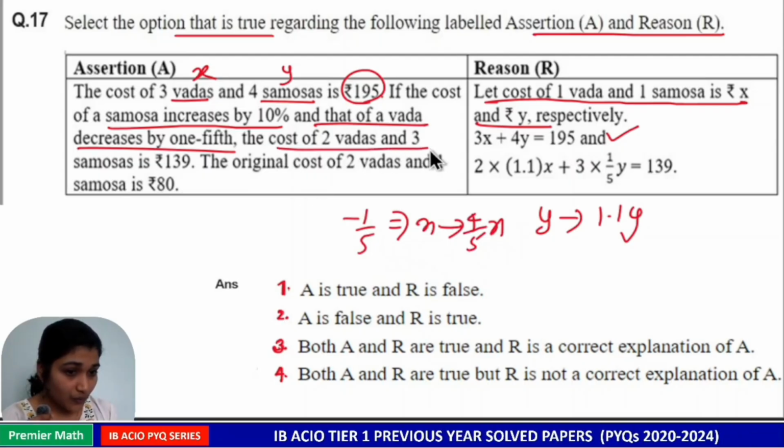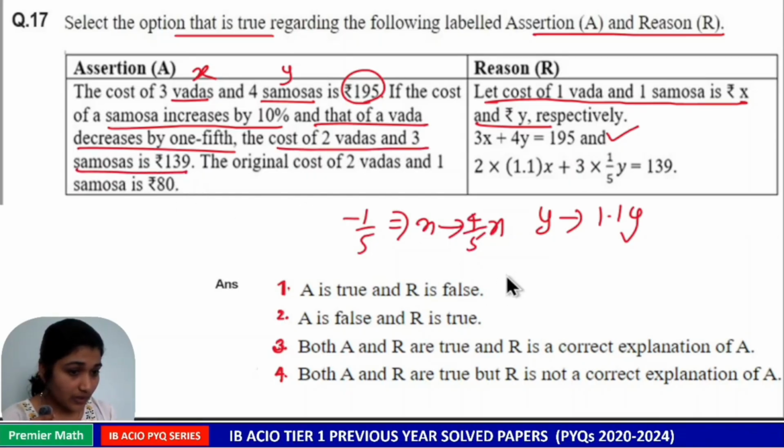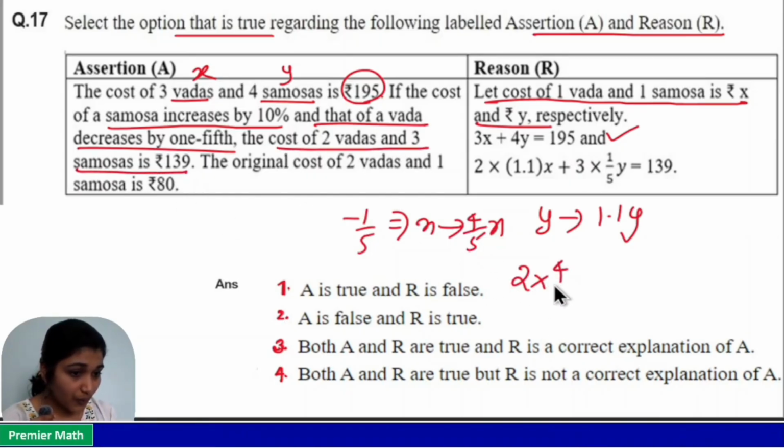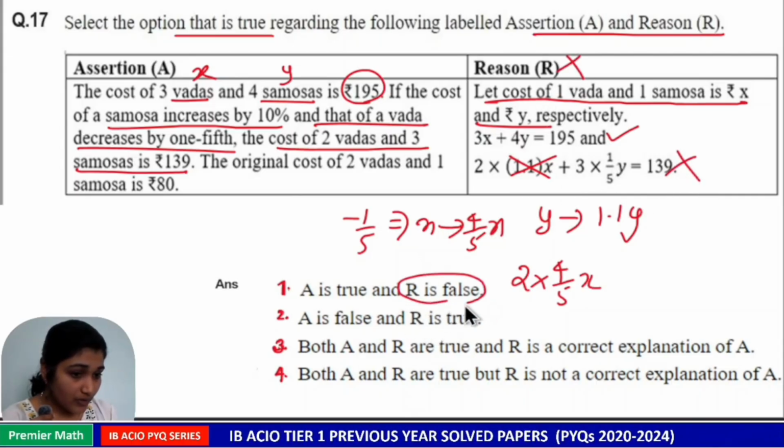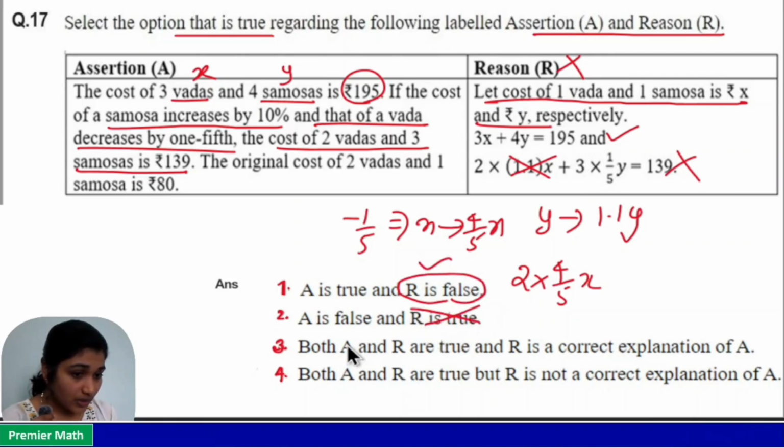Then the cost of 2 vada and 3 samosa is 139. So 2 vada means 2 into 4/5 of x. But here it is 1.1x, that is wrong. Here also this should be 4/5 of x, 2 into 4/5 of x. So this is wrong. The reason statement is wrong, check in the options. Here, reason is false, that is right. Here, reason is true, so A and R are true, that is wrong. So option 1 is your answer.